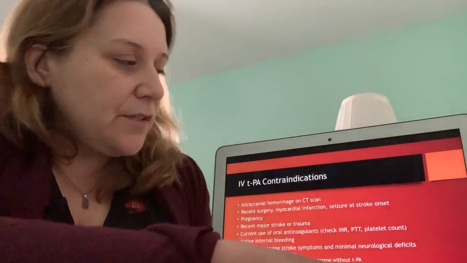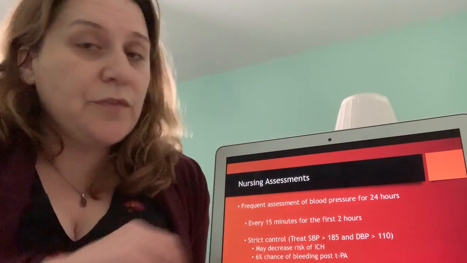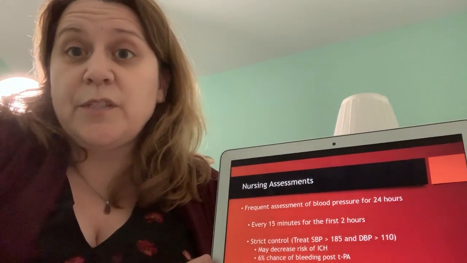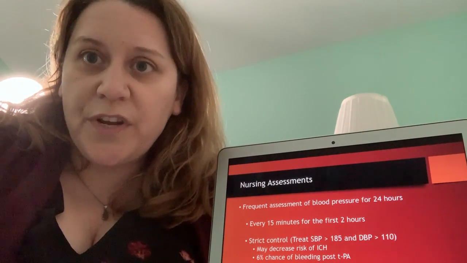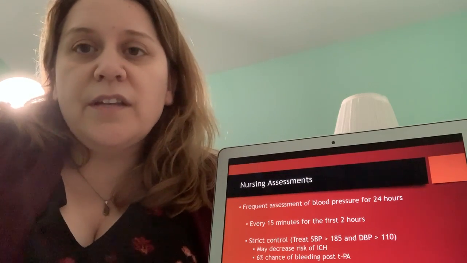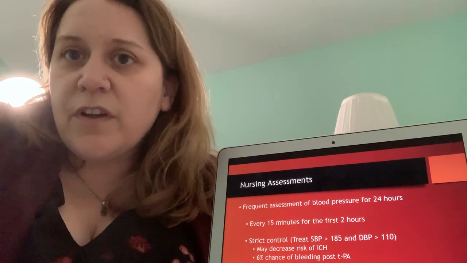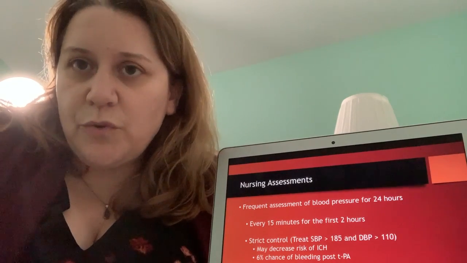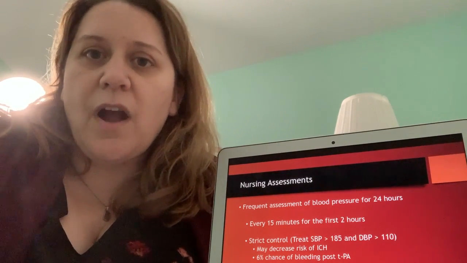Nursing assessments. Nursing assessments for IV-TPA. These patients should be cared for in an ICU setting with stroke-trained nurses or on a dedicated stroke unit. It's time intensive. Patients require frequent vital signs every 15 minutes for 2 hours, and frequent vital signs continue for 24 hours.